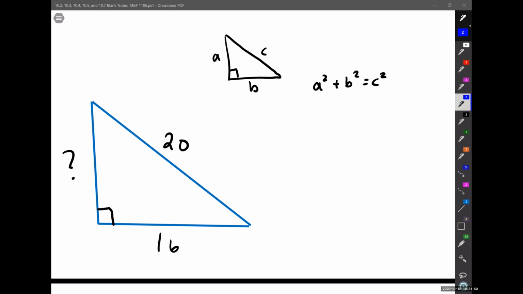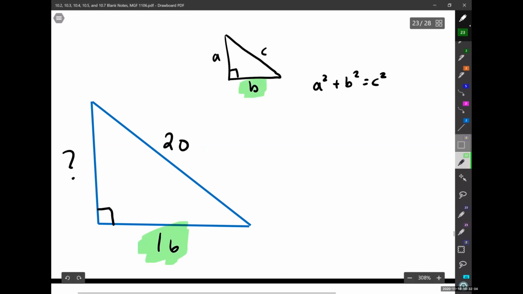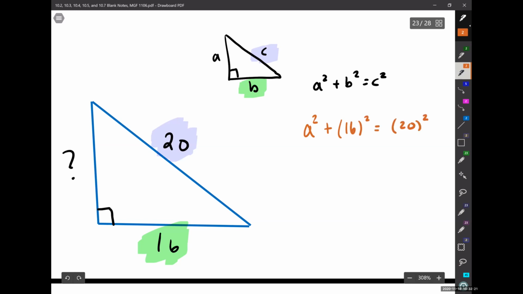So if you're trying to remember, always the side across from the right angle is the C because it's the largest side length. So in this case, we have C and we have B. And we're wanting to find A. Is kind of how we think about it. And we do have to identify which pieces we have because it matters where in the equation you put things. So we would get the idea a squared that we don't know plus 16 squared equals 20 squared. Are we comfortable with that so far?